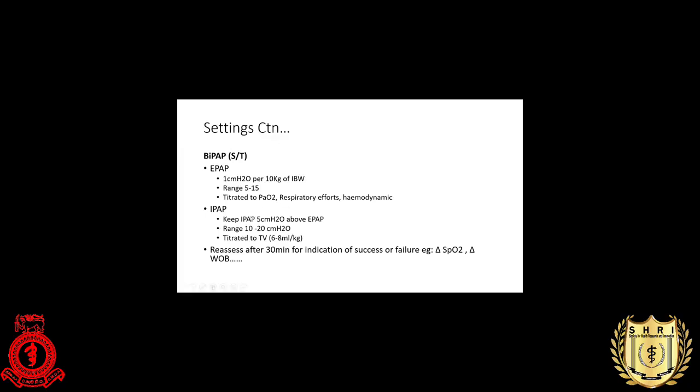This is as in CPAP mode. When the patient is in BiPAP mode, you have to monitor the patient's saturation, work of breathing, arterial blood gas and hemodynamics, and ultimately check whether the patient is improving or deteriorating. If the patient is not improving with your changes, then you have to escalate the patient to the other level of care, that is intubation.